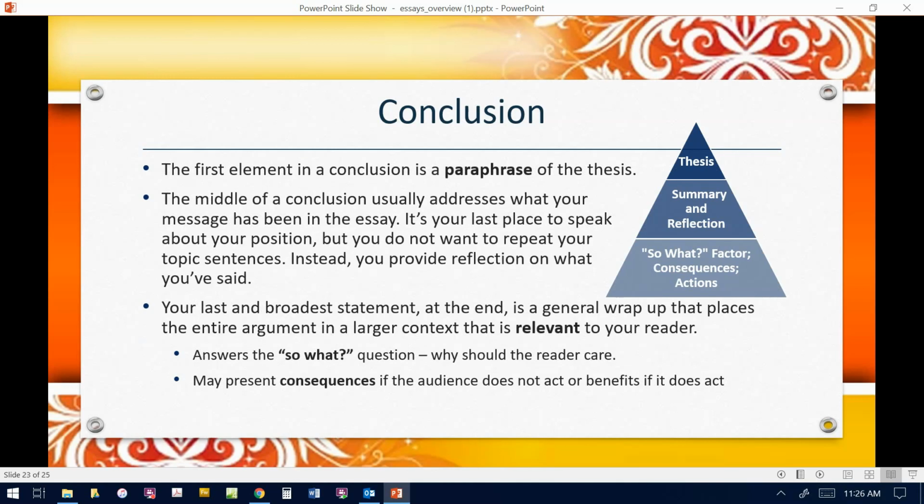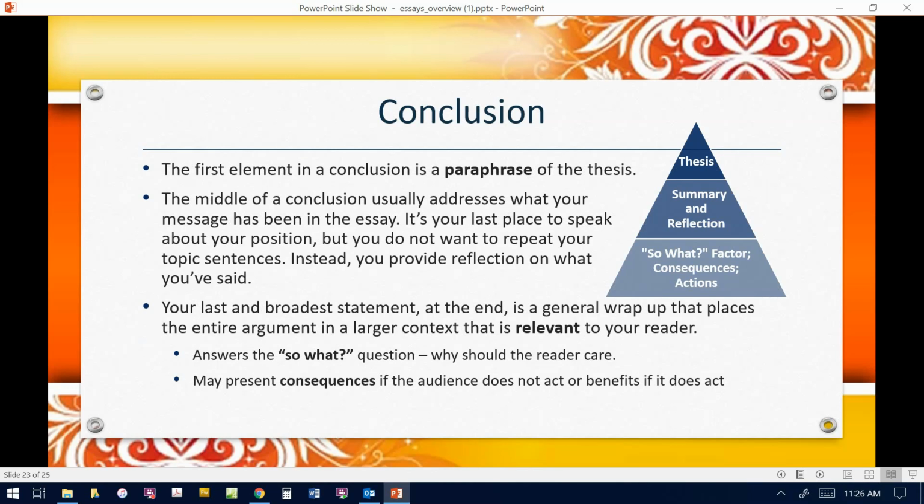Third section of our essay is the conclusion. So notice now we have that equilateral triangle flipped on its broad base. So the beginning of a conclusion is a paraphrase of the thesis. And again, if you don't know what a paraphrase is, look at your Master Guide to MLA. There's a whole section, right?